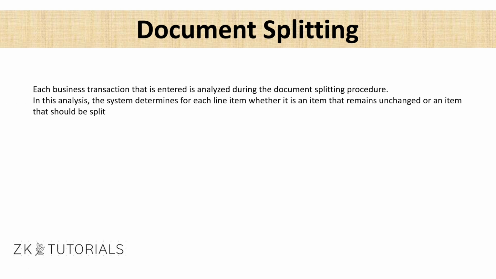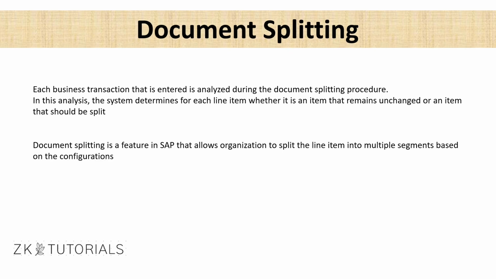Document splitting means that each business transaction that is entered is analyzed during the document splitting procedure. In this analysis, the system determines for each line item whether it is an item that remains unchanged or an item that should be split. Document splitting is a feature in SAP that allows an organization to split the line item into multiple segments based on the configurations.